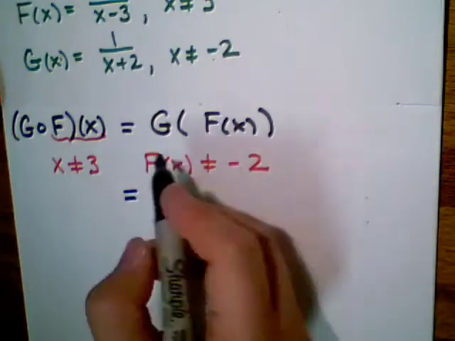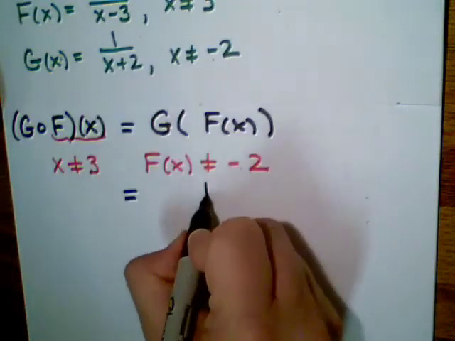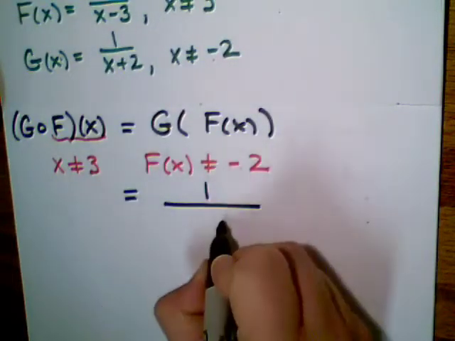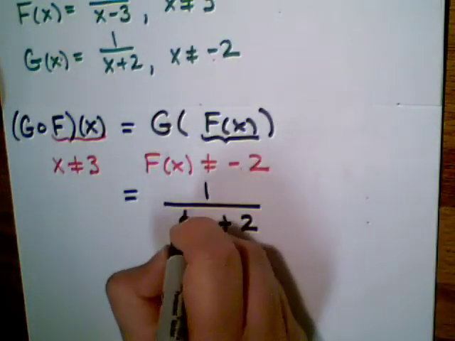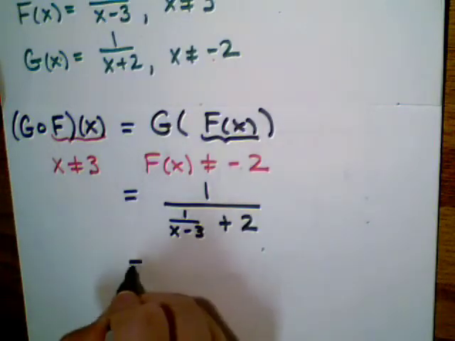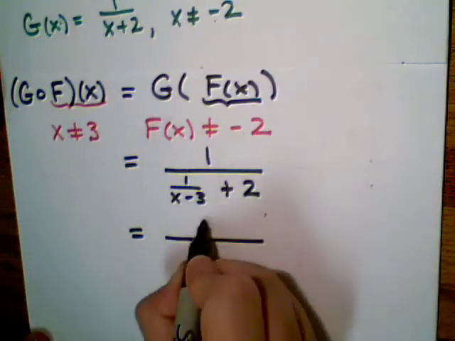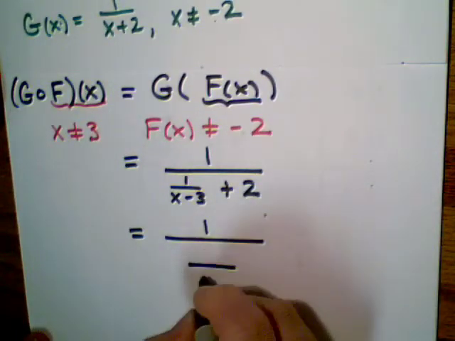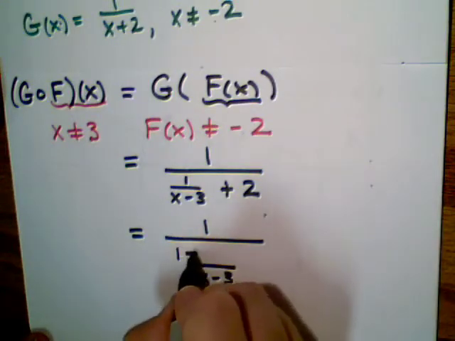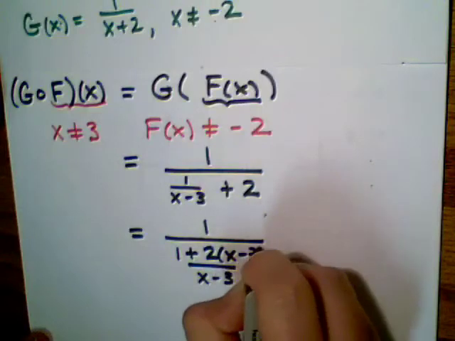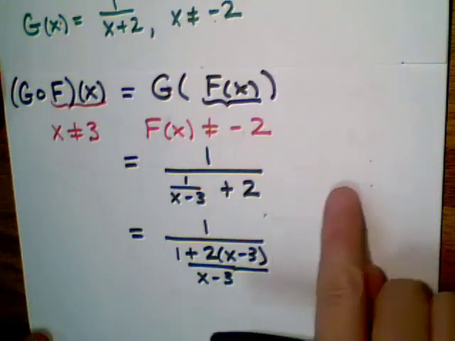So g of f of x, what does g say to do? g is the reciprocal of this sum. g is 1 over the input plus 2. But our input is the function 1 over x minus 3. Get a common denominator. The common denominator will be x minus 3. The numerator will end up being 1 plus 2 times x minus 3. Do you know why?